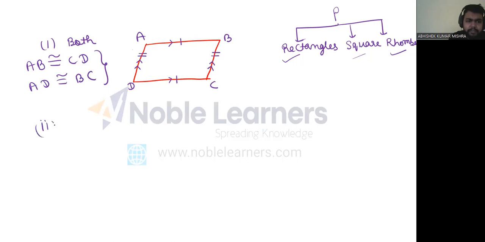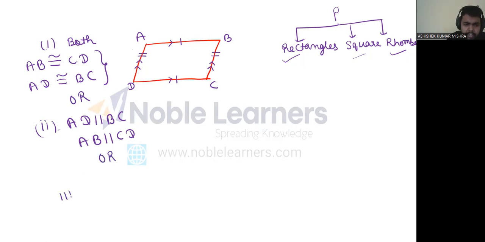Condition number two, if both the opposite sides are parallel, then also my given quadrilateral is a parallelogram. So simultaneously I'm speaking, if AD is parallel to BC and if AB is parallel to CD, then also my given quadrilateral is a parallelogram. So this is OR, okay? And one more condition is there. If any of them would be fulfilled, then my quadrilateral will become a parallelogram.